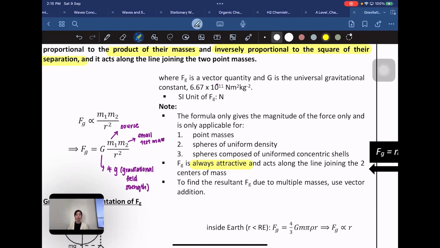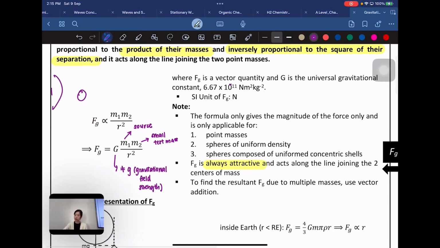Understand? Okay. And because it is a vector, let's say I have an object, and this object has planet A, planet B, planet C around it. What is the resultant force acting on this object? It's an attractive force, so force due to A, force due to B, force due to C. And since it's a vector, to find the resultant, we always do vector addition. Vector addition, in short, means vector diagram.